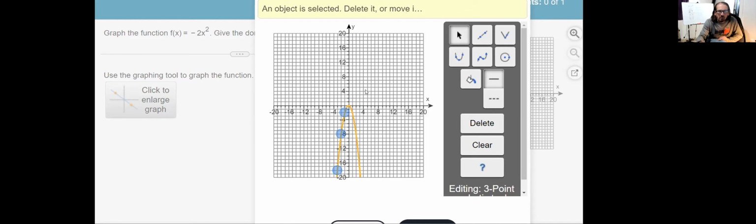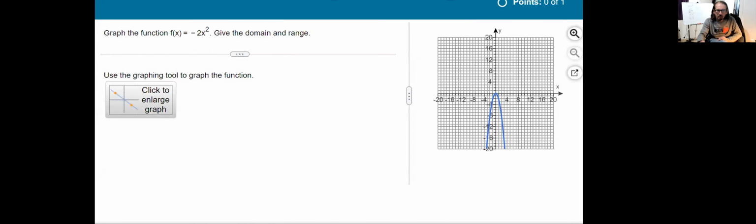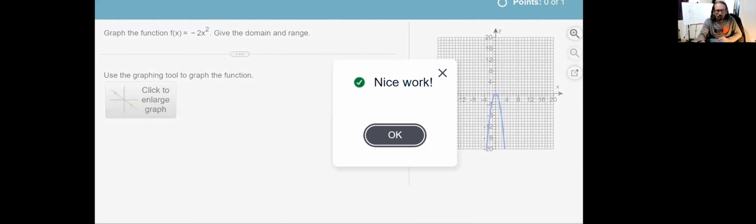And it seems to have locked things in. So I'm going to press save down here towards the lower right and check my answer. And they agree. So notice what it's done is the negative sign has flipped it over and the 2 has stretched it out vertically compared to what I originally graphed. Let's take a look at another.